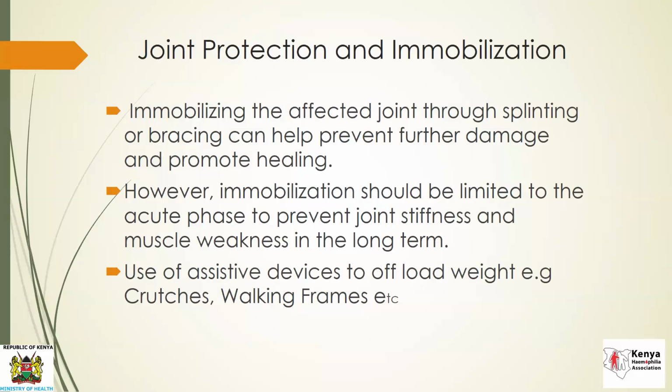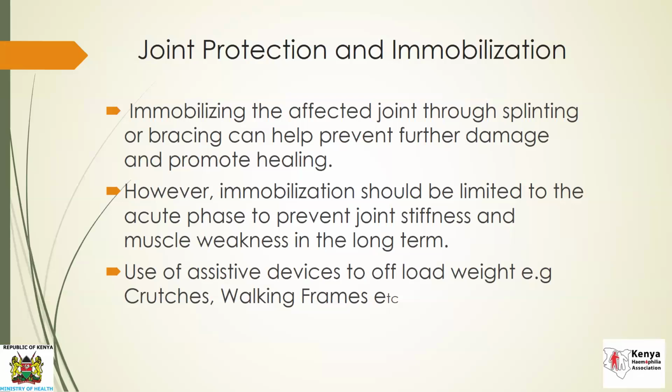Under joint protection and immobilization, immobilizing the affected joint through splinting and bracing can help prevent further damage and promote healing. However, immobilization should be limited to the acute phase only. Once the bleed has started to resolve, the patient is supposed to start having some joint movement, some free active exercises within the limit of their pain, so that the muscles are able to start activating to prevent long-term weakness of the muscle.